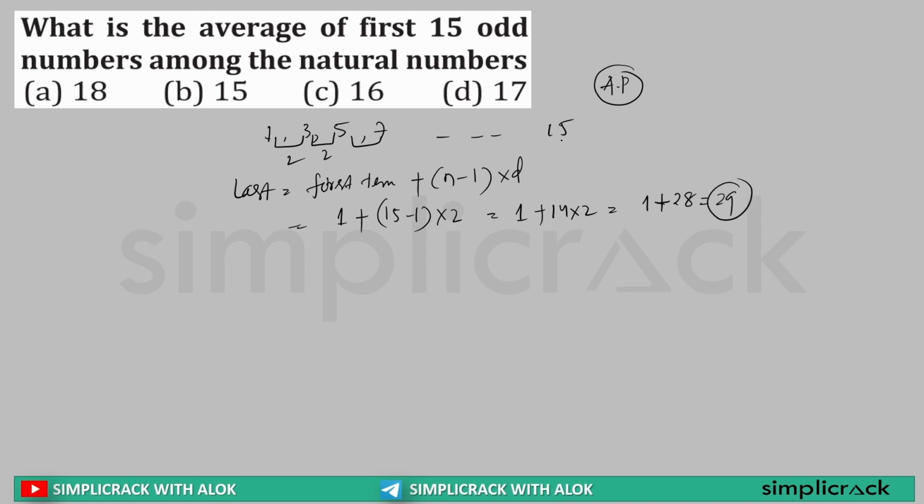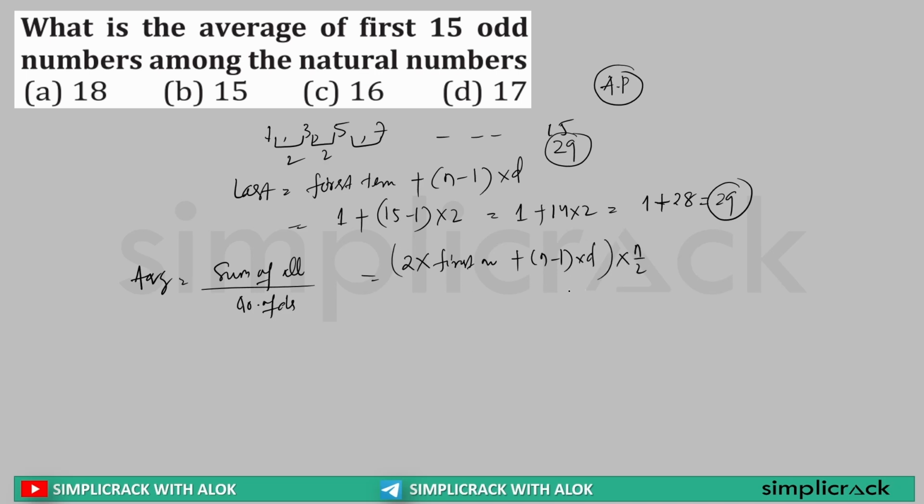Sir, the last term is what? The 15th term, the 15th odd number. So the 15th term is 29. Clear? Now what is it saying? Find out the average of 15 numbers. What can I do? Average means sum of all the numbers divided by number of observations. Now you know the sum of this whole series will be 2 into first number plus n minus 1 into d, multiplied by n by 2, divided by the number of observations, that is 15.